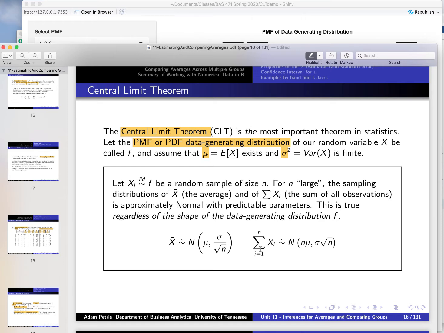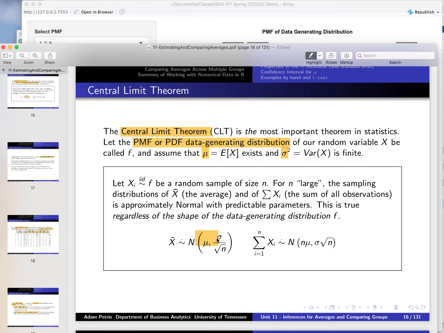The sampling distribution of either one of those statistics is approximately normal with predictable properties, all related to the expected value of that probability distribution, regardless of what it is, or the standard deviation of that distribution as well, mu and sigma here.